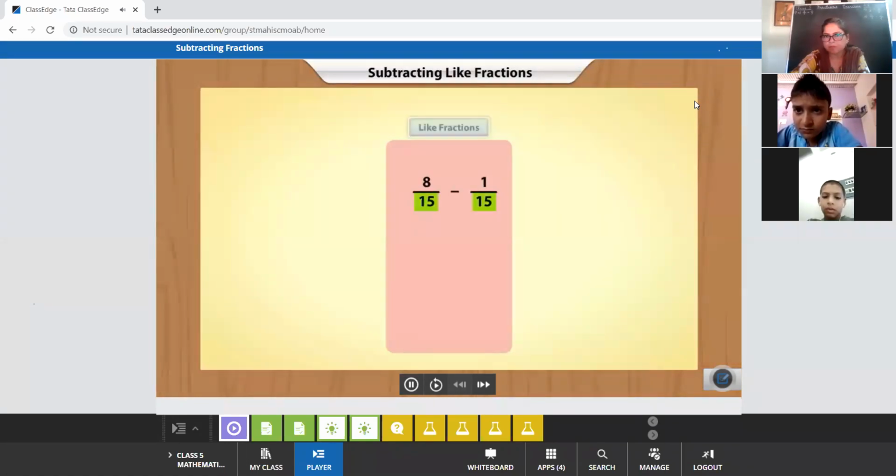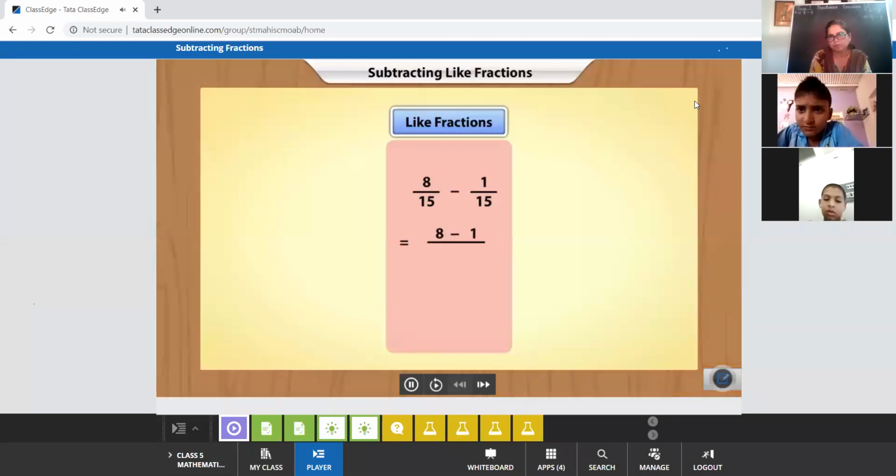Since they are like fractions, all we need to do is subtract the numerators, and the denominator will remain the same. Subtracting 1 from 8 gives 7, and the denominator is 15. So, subtracting 1 by 15 from 8 by 15 gives 7 by 15. Simple, isn't it?